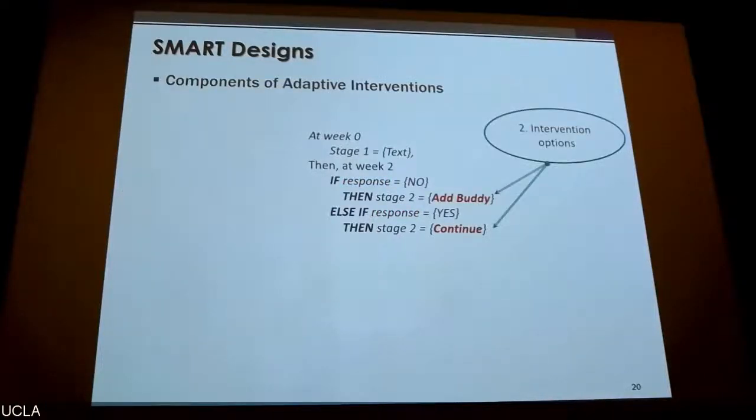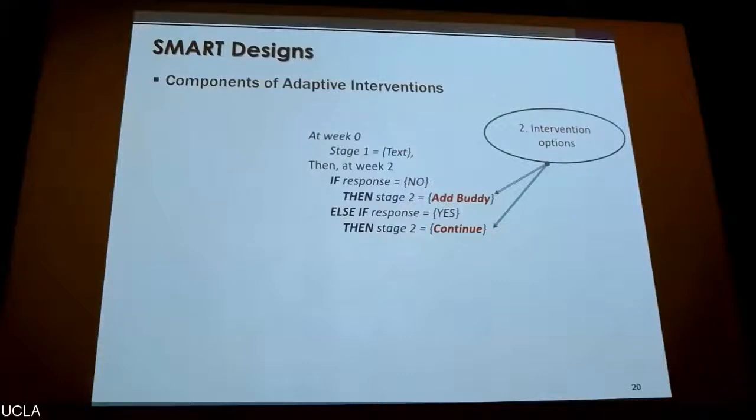The second element is the intervention options, and the intervention options can be different components that you consider, but they can also be different tactics. You see here, we have 2 different tactics. Add another component or continue, right? It's not different components, rather, it's more tactical decision.